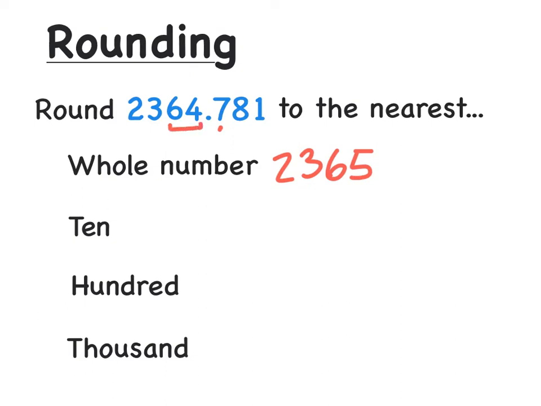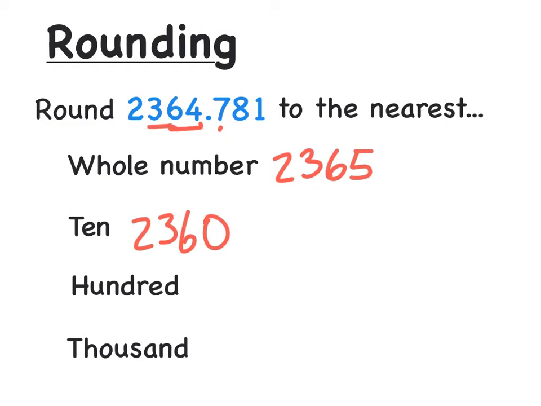If we are asked to round that number to the nearest 10, we'll be focusing on that portion there, the 64. So in this case, we would round this to 60. Remember, 5 and above we round up. Anything below 5 would round down. So 2360 would be rounded to the nearest 10.